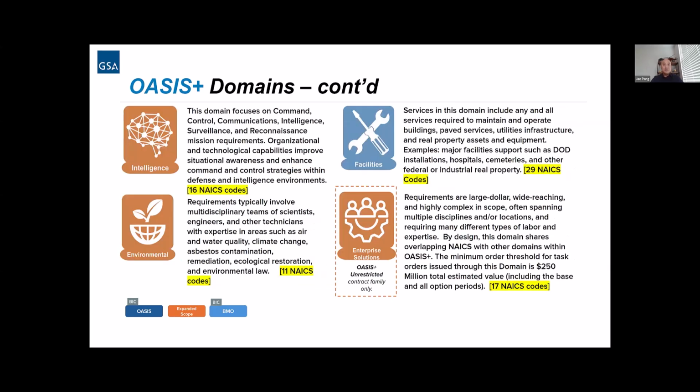So in this slide, you'll see the 3 expanded scope domains, as well as one of our new additions, the facilities, which is a combination of BMO and facilities requirements that were previously offered in other solutions at GSA. Intelligence service is a new domain in the OASIS Plus program. Intelligence support can vary widely from data analysts or collection support, to the management of technology and capabilities supporting highly complex intelligence technology and equipment.